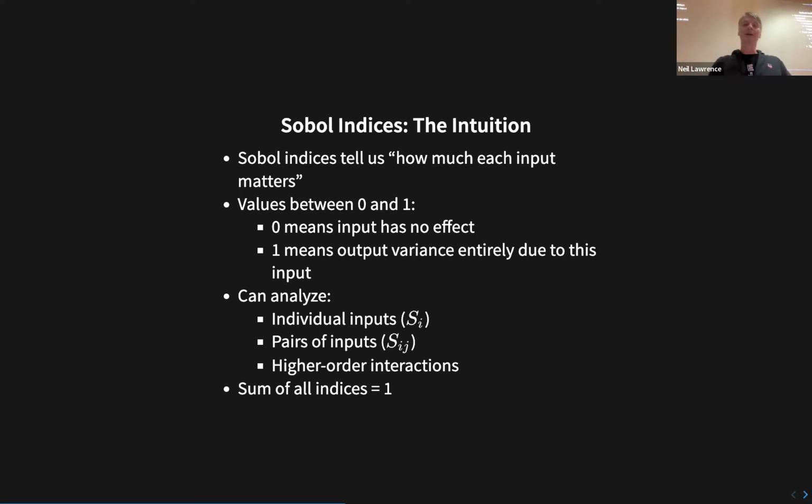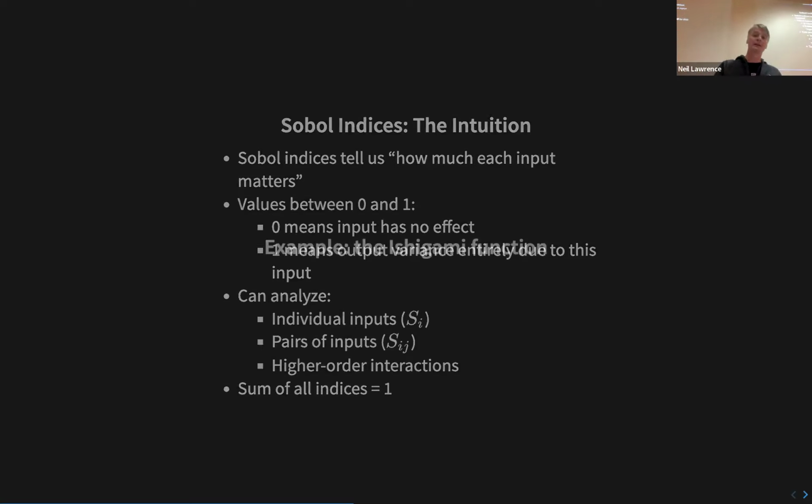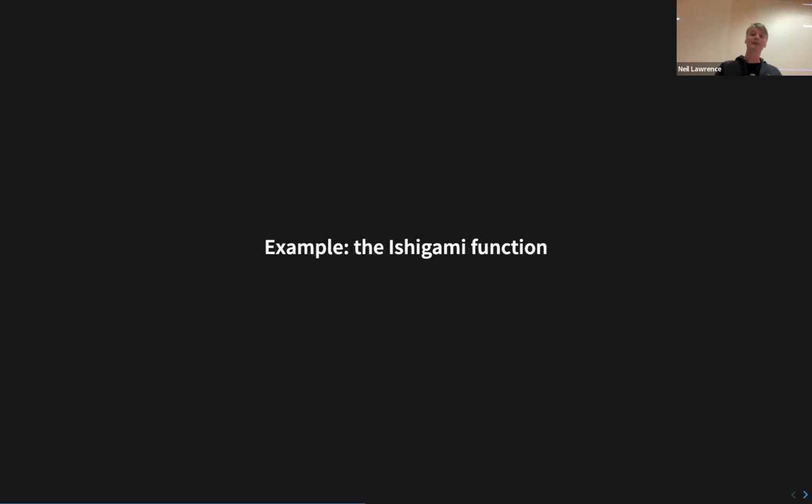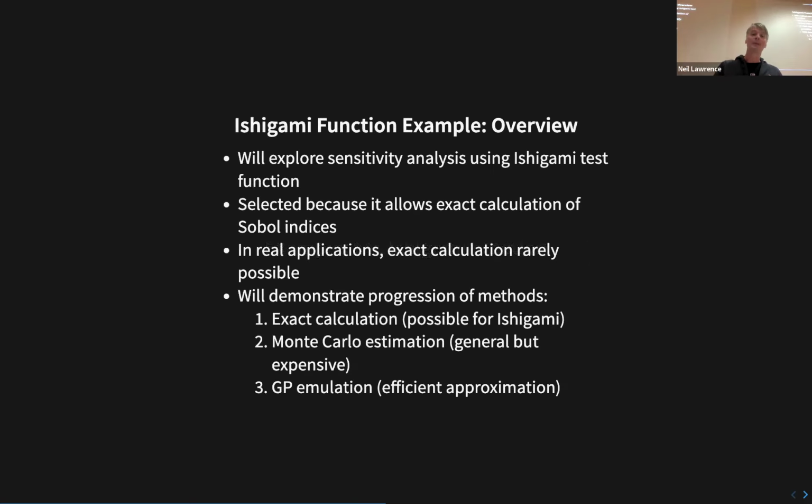But you can just check out the univariate and the bivariate. So the example in the notes is the Ishigami function.